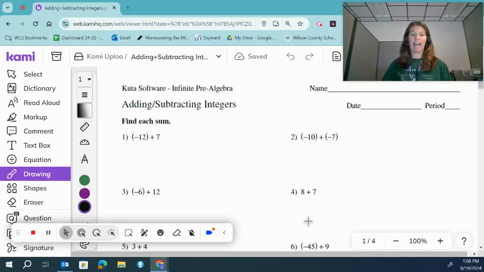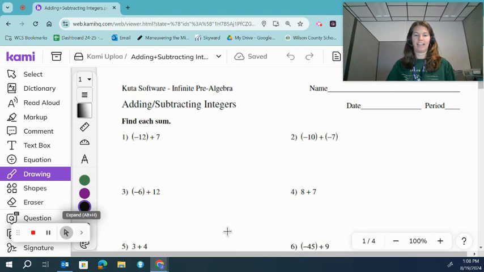Today we are talking about adding integers. There are a couple rules that you can follow when adding integers to make it a little easier. But before we talk about that, first we need to review absolute value.